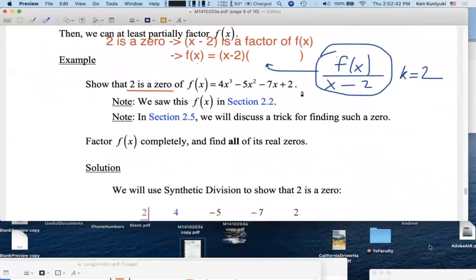We take the coefficients. Notice this is in descending powers. There are no missing terms. The coefficients are 4, negative 5, negative 7, 2. Work out the synthetic division. Go. I'll give you 30 seconds.